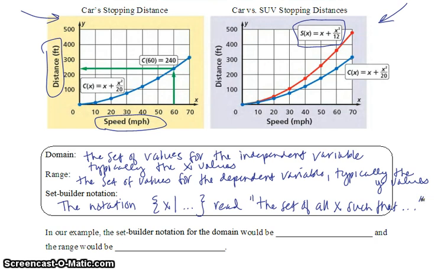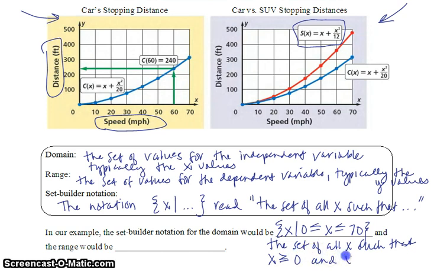So in our example, the set builder notation for the domain from that car stopping distance graph, we would put a brace and an x and a line, and we'd say 0 is less than or equal to x, less than or equal to 70, and another brace. And we would read that as, for that domain, the set of all x such that x is greater than or equal to 0 and x is less than or equal to 70. That's how we would read it. We would write it like I wrote on the line right there.